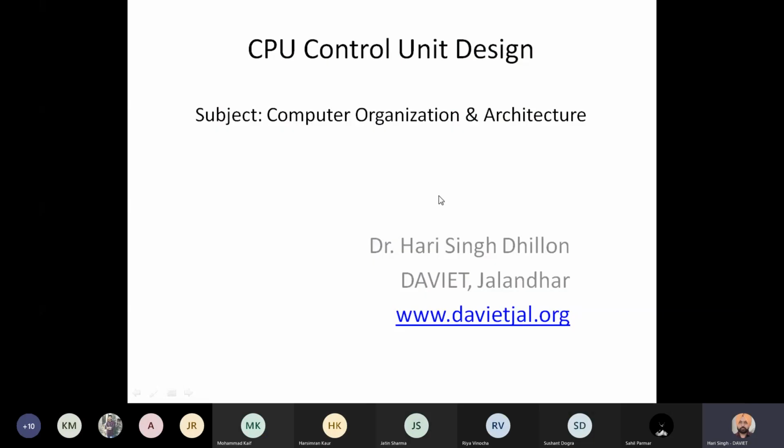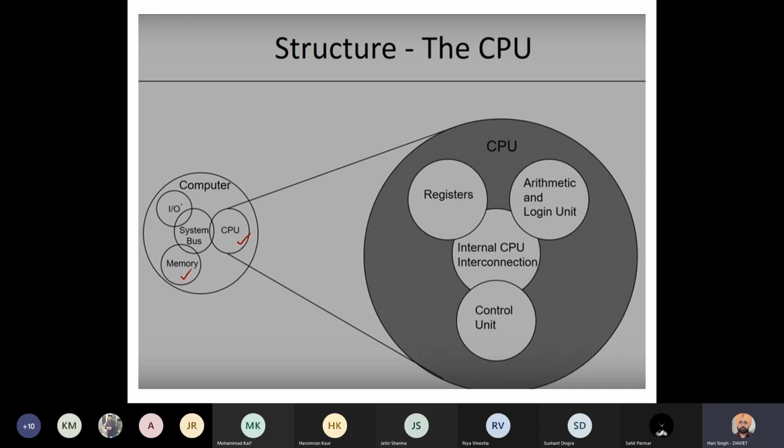Discussing design of control unit of a CPU. Okay. So in our previous lectures, we have seen that important parts of a computer remain CPU, memory, and input-output devices. So these are connected through a common system bus.